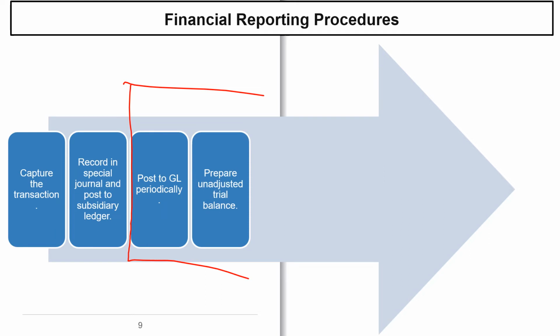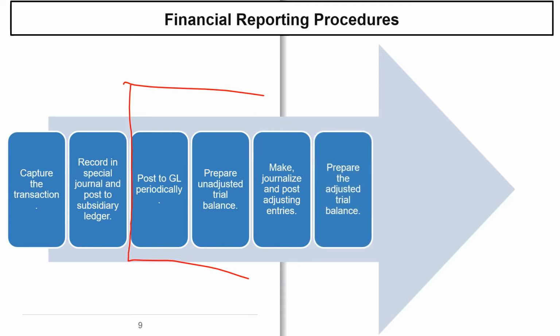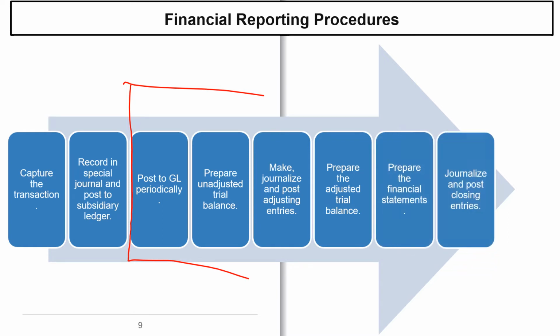And then prepare the unadjusted trial balance, journalize and post adjusting entries, prepare the adjusted trial balance, and then prepare the financial statements, journalize and post closing entries. Lastly is preparing the post-closing trial balance. Now let's see those procedures. We see them in the diagram, either the DFD or the other.